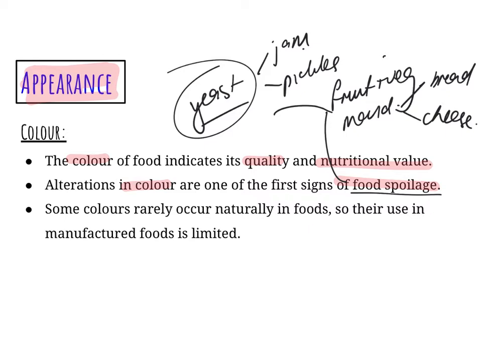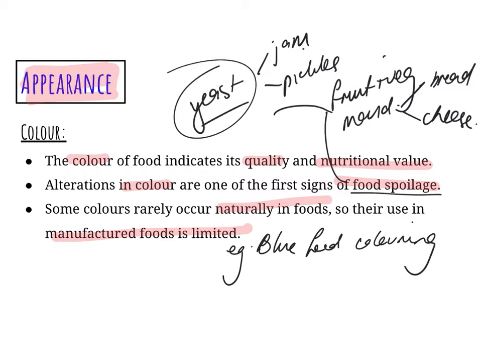Now, some colours very, very rarely occur naturally in foods, so their use in manufactured foods is limited. Now, the best example of this is blue food colouring. So in nature, blue doesn't exist as a colour. Even if you look at foods like blueberries, they are actually a stain of purple or violet.